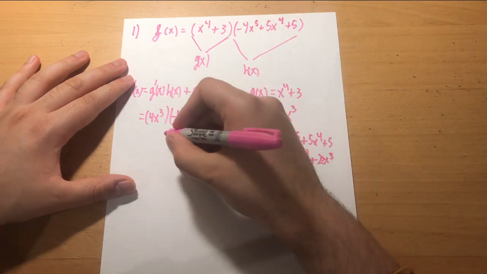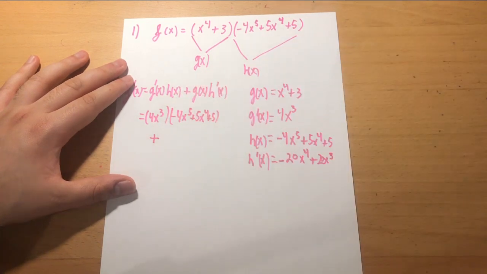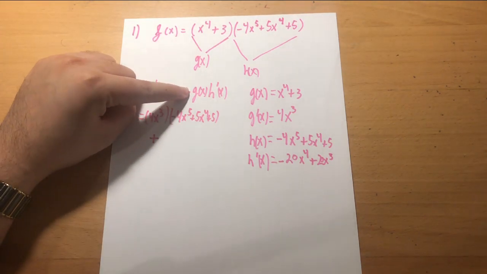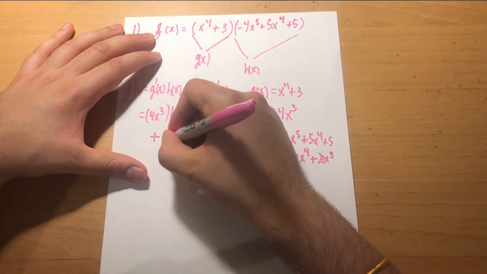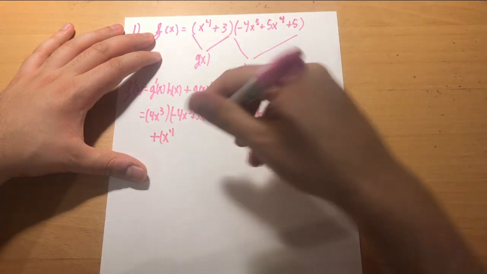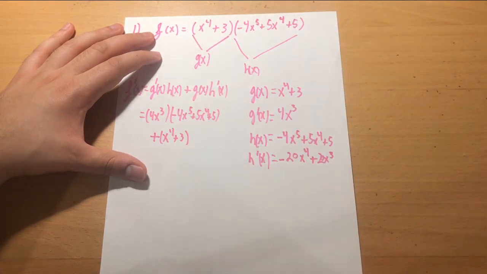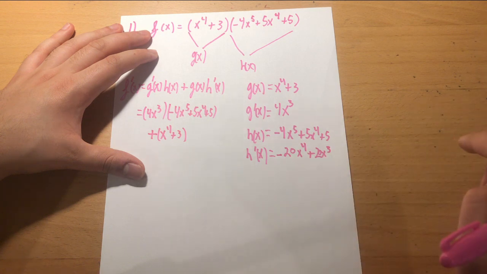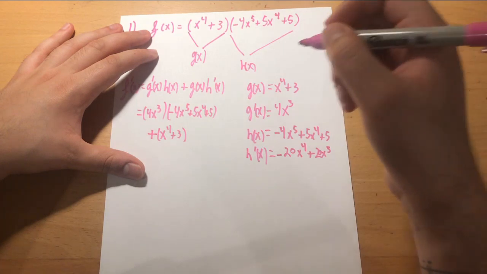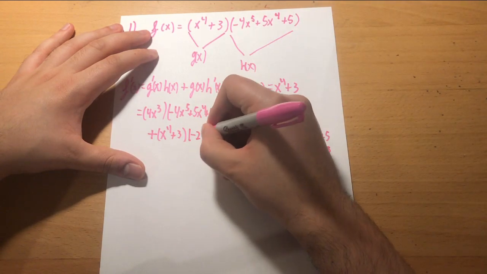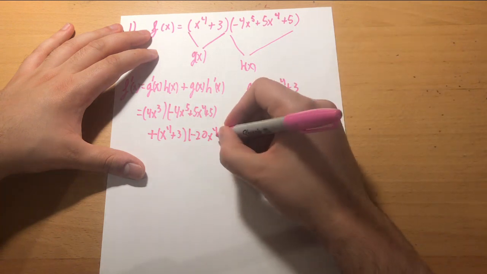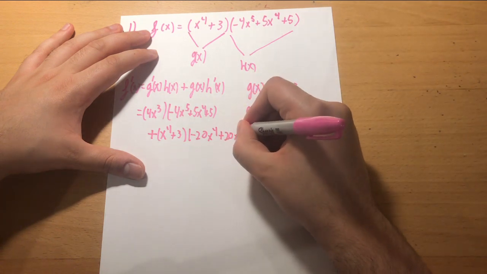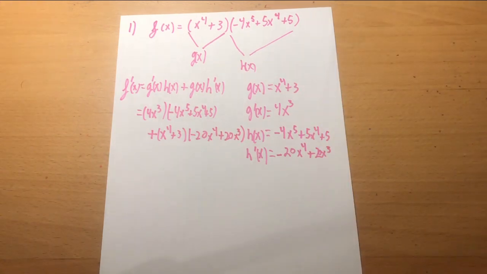I didn't leave myself enough room here, so I'm just going to put the addition sign down there. And now my original g of x function is x to the fourth plus 3 multiplied by my h prime of x, which is negative 20x to the fourth plus 20x to the third. Okay? And at this point, we can start multiplying these out.